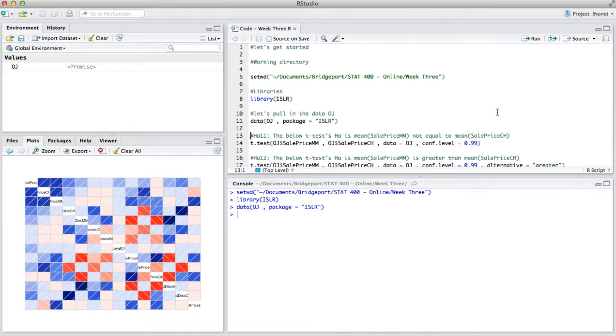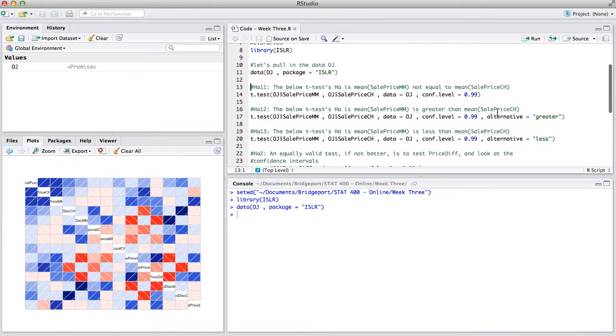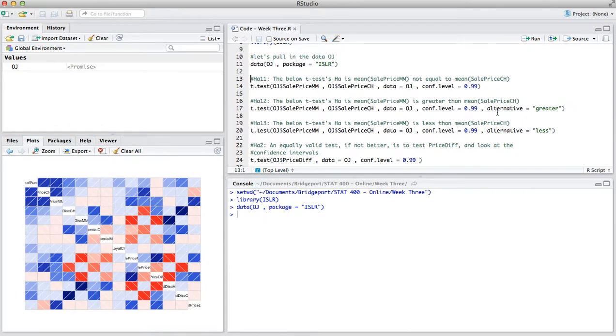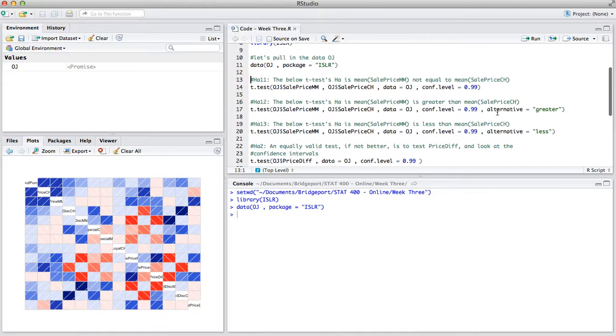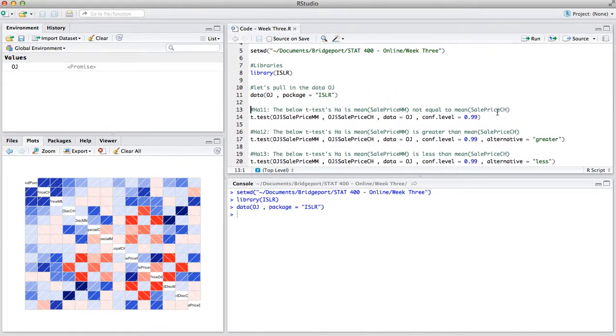And now I'm going to do a few t-tests. I'm actually going to do 4 t-tests, just to show you how you can test the same thing in different ways, and which way would be better than others. So I will be testing whether the mean of the sale price of Minute Maid is different from the sale price of Citrus Hill.